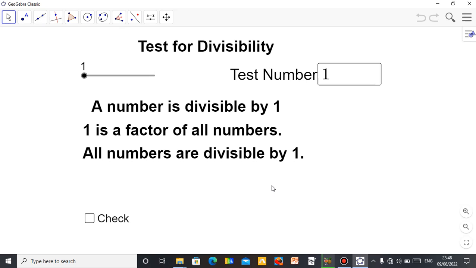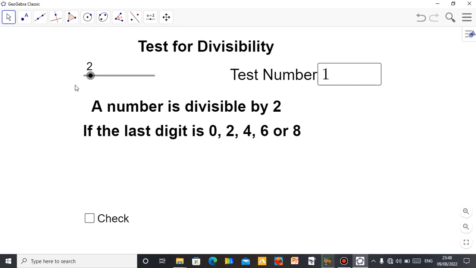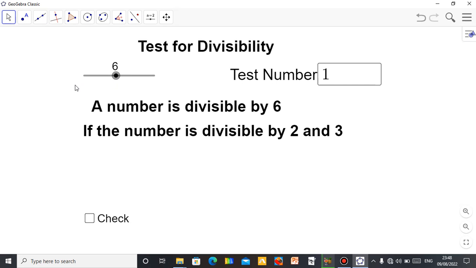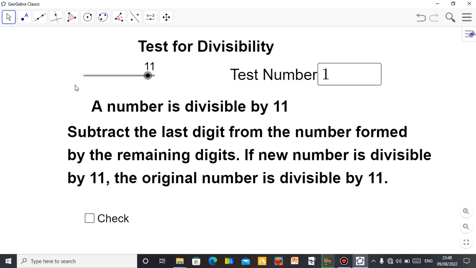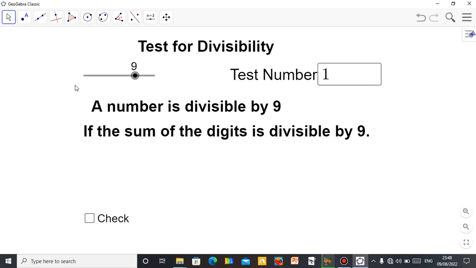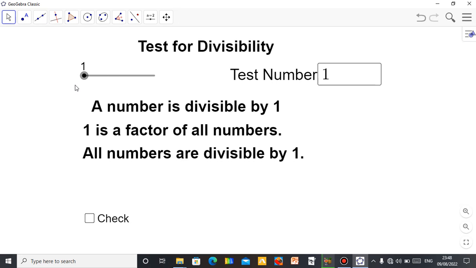So this is another applet I designed, and all I try to do in this applet is to show you how to do tests for divisibility. How do you know if a number is divisible by any other number? I did it up to 12. So the numbers I'm going to test start from 2, 3, 4, 5, 6, 7, 8, 9, 10, 11, 12. So I only stop at 12. So let me just describe them and tell you how the applet works.